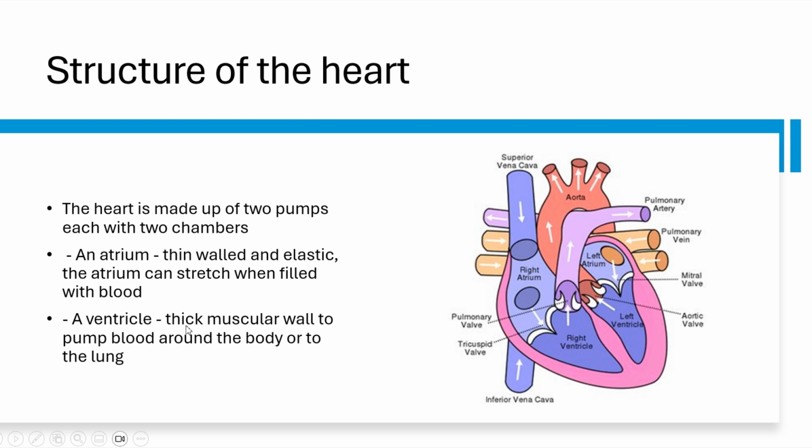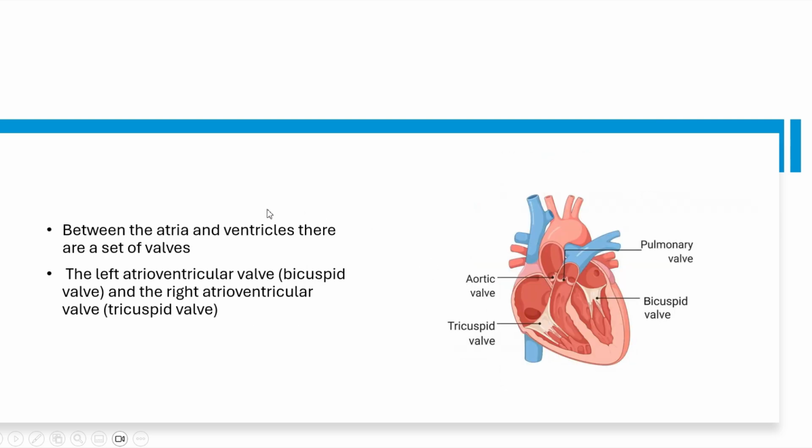Simple. They have a thick muscular wall to pump blood all around the body or to the lungs, because that's what's going to pump it through the vein, or through the artery. You get it? So that's what's going to pump it like that. So it's got to be very thick.